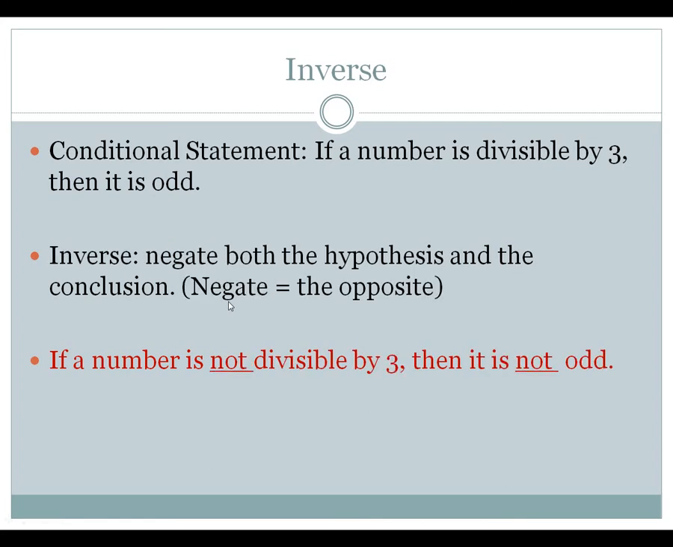The inverse becomes a little bit different. This is where you're going to negate both the hypothesis and the conclusion. If you don't know what negate means, it's just simply making it the opposite. So if a number is divisible by 3, then it is odd. If I negate that, if a number is not divisible by 3, then it is not odd.